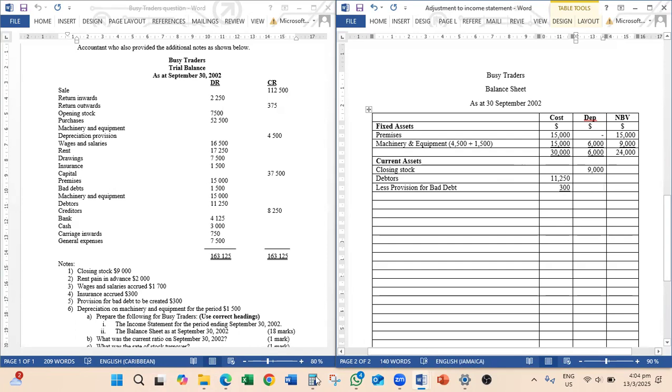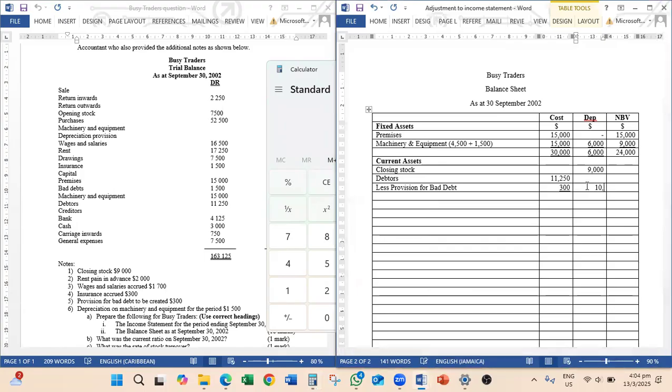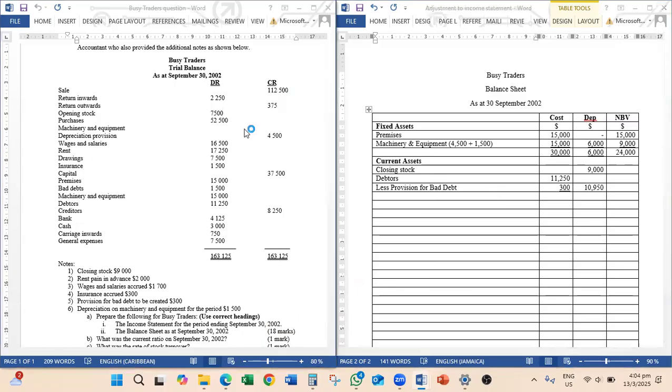So we subtract it, and that should give us 10,950. But let's use a calculator. I always tell my students, do not depend on your own understanding according to the Bible, right? So 11,250 minus 300. If you have the calculator, you use the calculator. 10,950. Right. All right. So now we have adjusted our debtors figure.